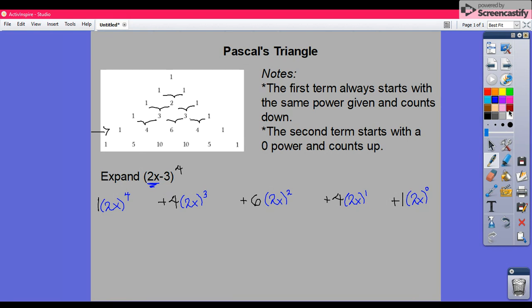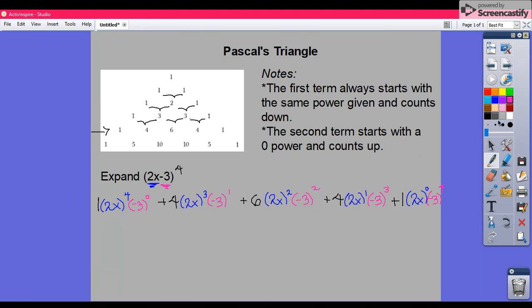So you know you're counting it correctly when your first term ends at the 0 power, and it always will when you're using Pascal's. And then for the next note, the second term starts with a 0 power and counts up. So this negative 3, we're going to start it off with a 0 power, and with each term it's going to count up. Negative 3 to the first power, negative 3 to the second power, negative 3 to the third power, and it should end at the same power I started with, which is negative 3 to the fourth power, and that is the power that we're given.